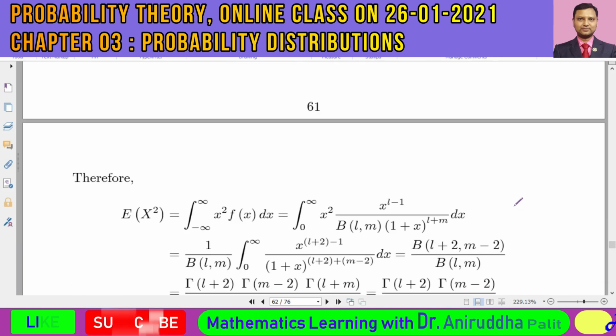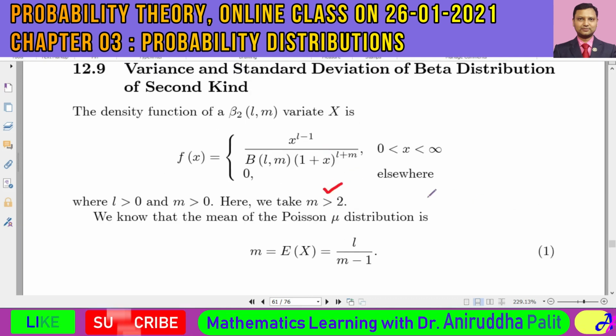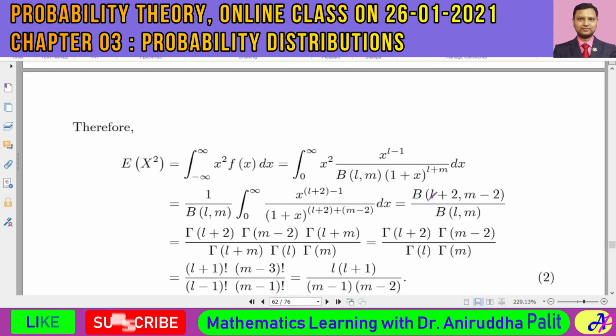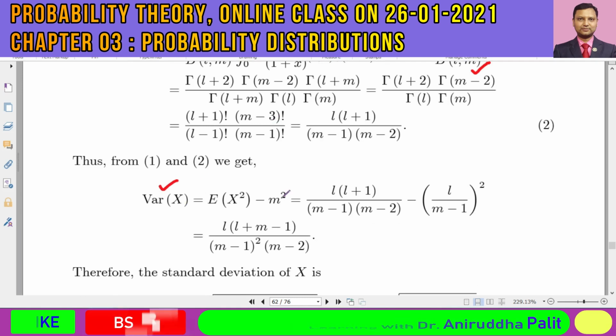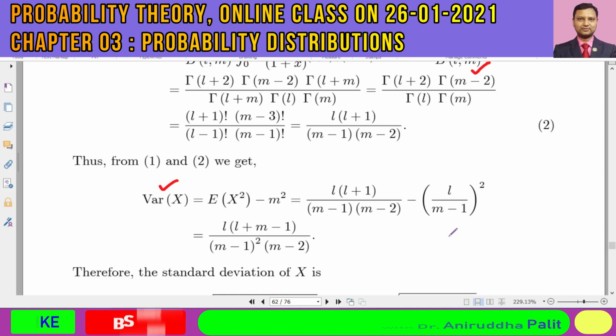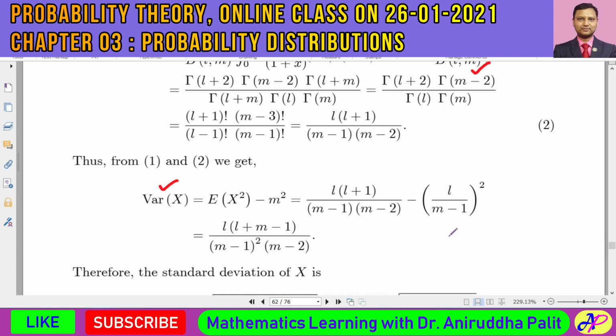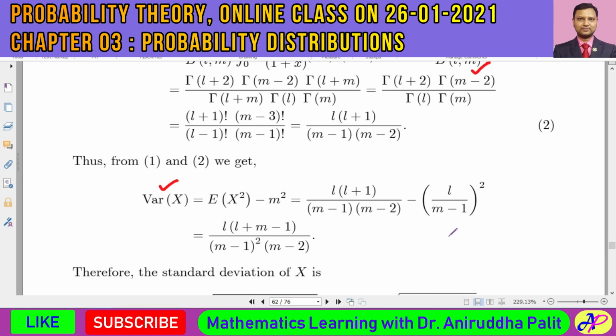But remember, in case of variance, in case of beta 2 distribution, m should be greater than 2. If m is less than 2, then the variance does not exist, because in all this computational process, m is always assumed to be greater than 2. Otherwise, this gamma m minus 2 would not exist, and correspondingly expectation of x square would not exist, and so variance of x would not exist. So m should be greater than 2 in order to get the variance of x. If m is less than 2, then variance of x for beta 2 distribution does not exist.